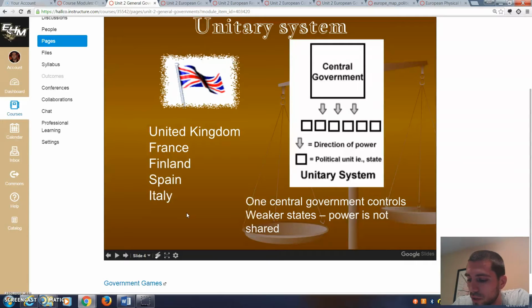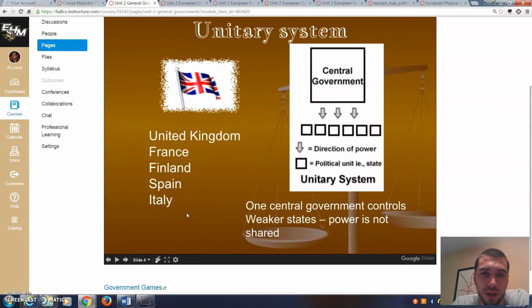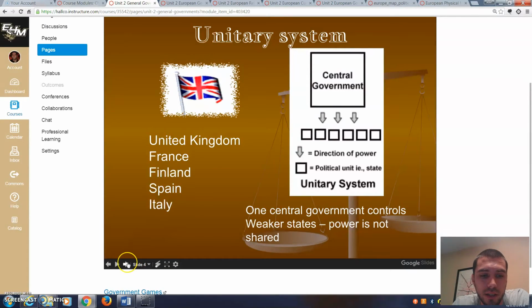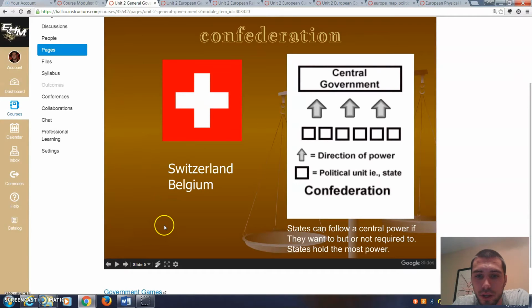Okay, so now we're on number 2. What is a form of government where power is held by the states or small political units? Let's look ahead at the next slide. It says states can follow a central power if they want to, but are not required to. States hold the most power. This right here is for a confederation. You will find the answer on this slide for number 2.